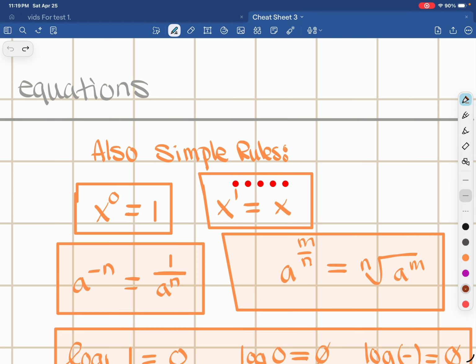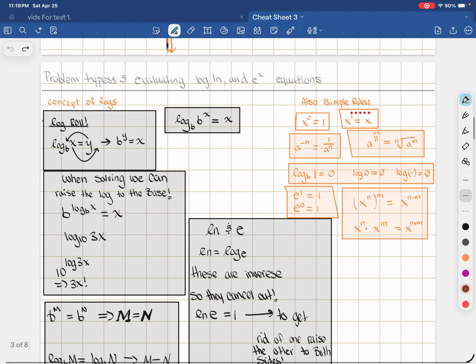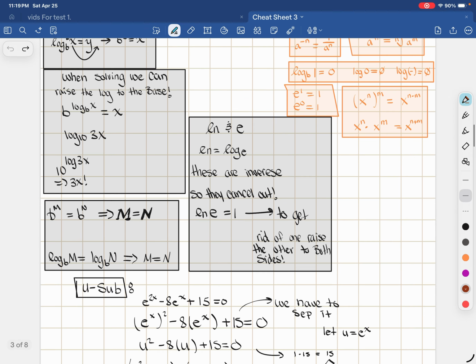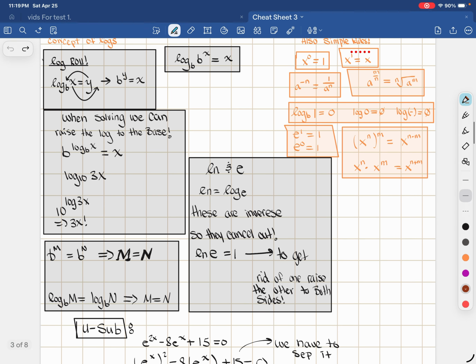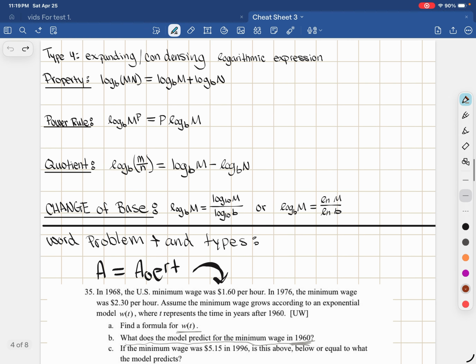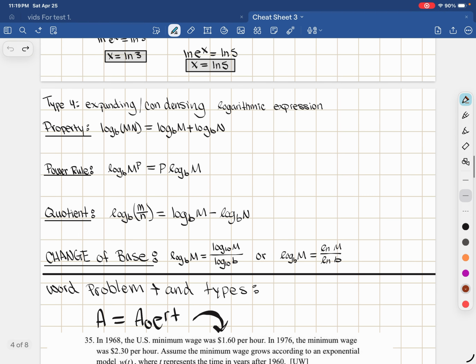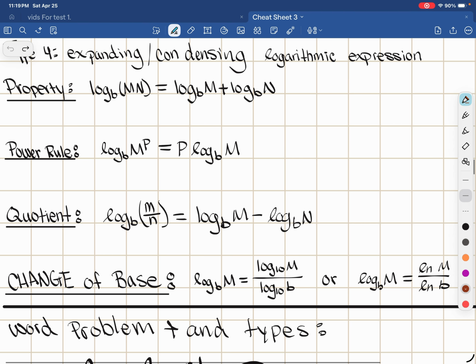I do have a little cheat sheet here of what rules we can use throughout this problem, especially the problem that we'll be looking at today, which is condensing and expanding. So we usually have 4 rules. Let's run through those real quick.